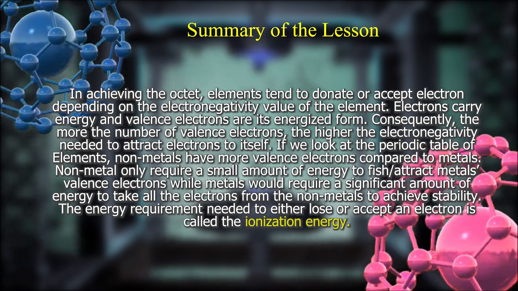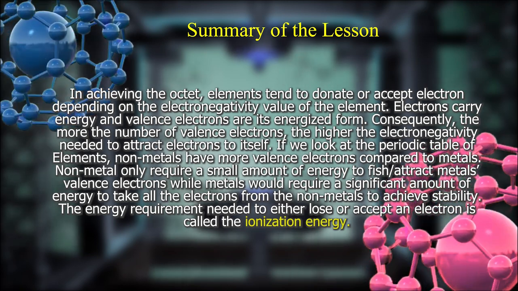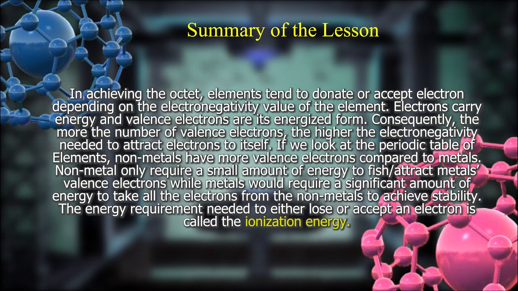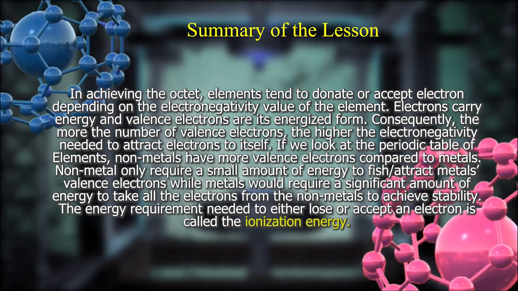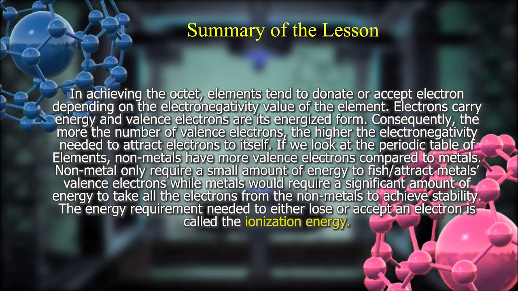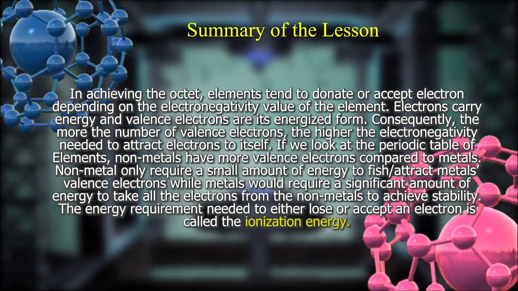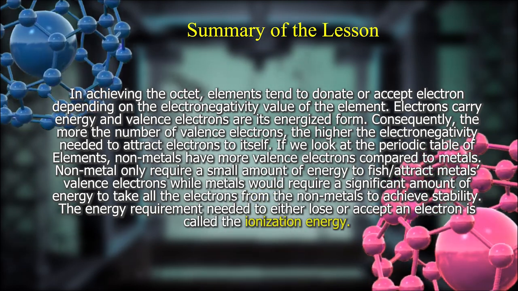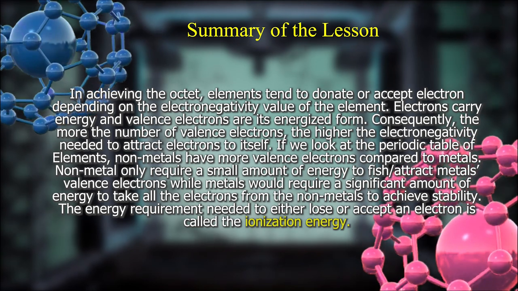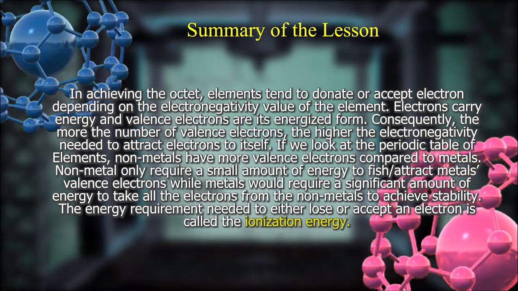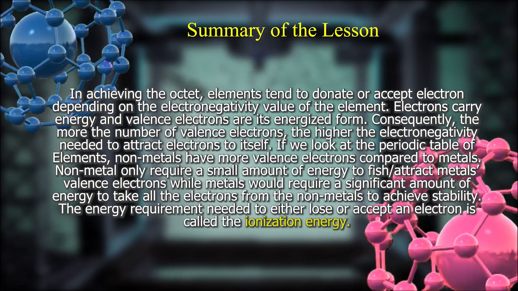If we look at the periodic table of elements, nonmetals have more valence electrons compared to metals. Nonmetal only requires a small amount of energy to fish or attract metals' valence electrons, while metal would require a significant amount of energy to take all the electrons from the nonmetals to achieve stability. The energy requirement needed to either lose or accept an electron is called the ionization energy.